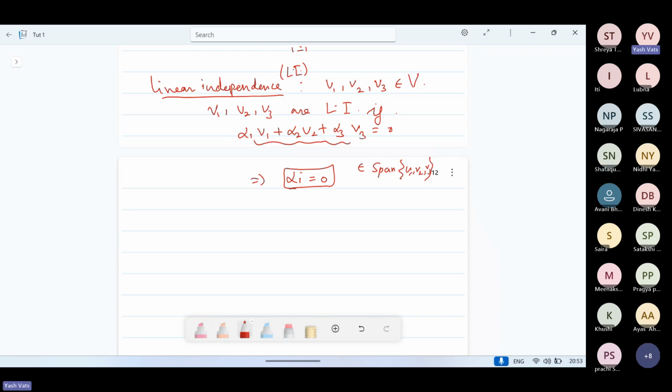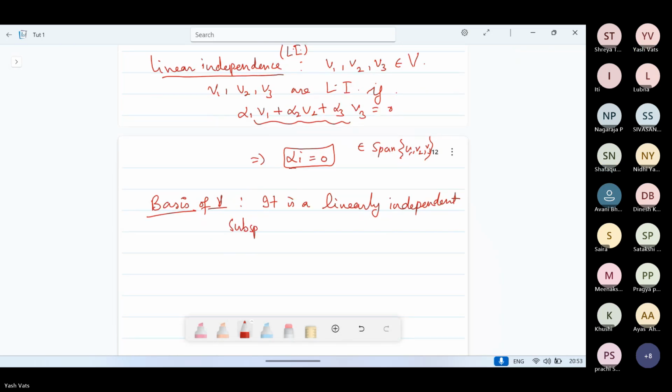Okay. And what is a basis of V? Whenever I write V, it is just a vector space. A basis is a linearly independent subset of the vector space V that spans V.